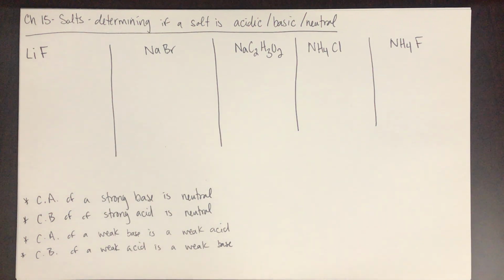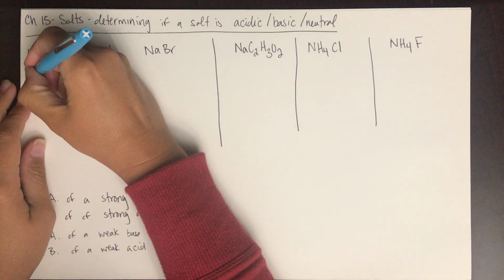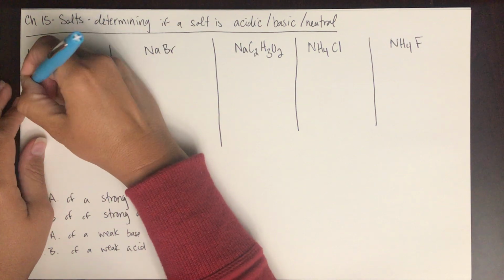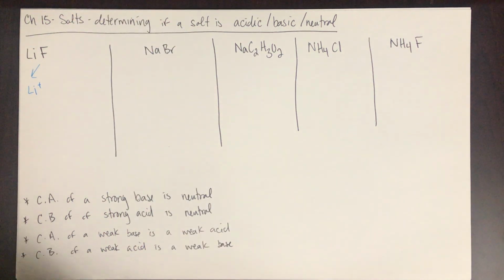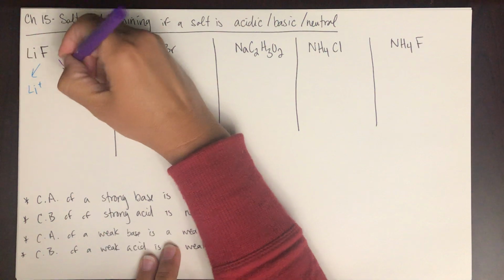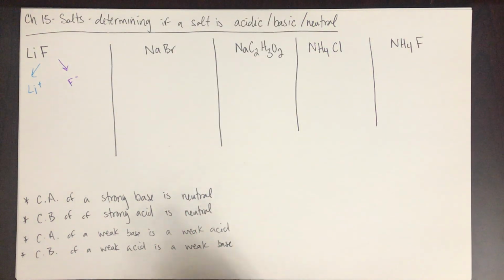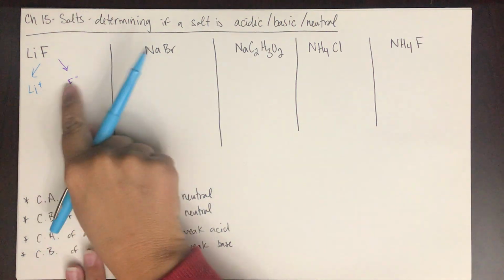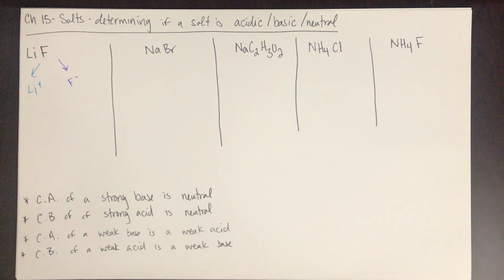So let's look at lithium fluoride first. The first thing that we want to do is break lithium fluoride up into the ions that it's made of. So lithium fluoride is made up of the lithium ion and the fluoride ion. So we want to know, are these ions acidic, basic, or neutral?